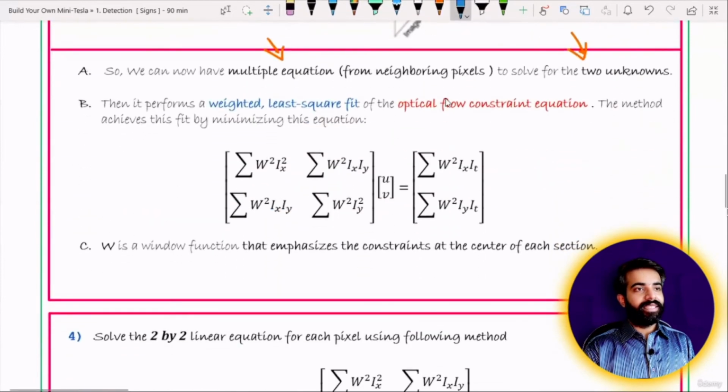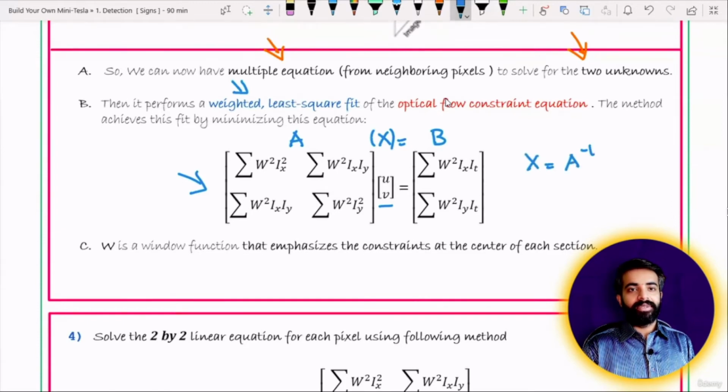So how did he solve this? Using the weighted least square fit of the optical flow constraint equations that we got, and minimizing this equation, which is right here. This is known as a weighted least square fit. And as you can see, this is of the form AX = B. And here what we need to find out is the X term, which is the u and the v, the horizontal and the vertical optical flow. To find X, what we need to do is move A to the right hand side, and the equation becomes X = A inverse B, because these are matrices. And to find an inverse of a matrix, we need to first check if that matrix is invertible or not. And this is the term that we need to check whether it is invertible to actually estimate the X terms.